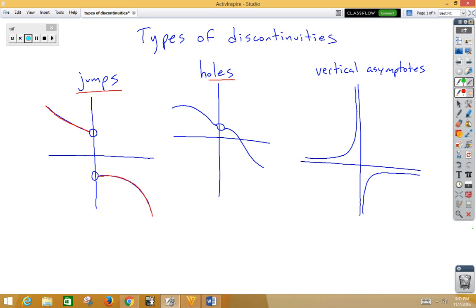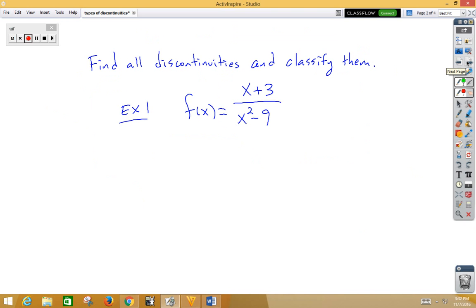Second category are holes in the graph, where you're cruising along and then you have an undefined point, otherwise known as a hole, and then we continue. And then there's vertical asymptotes, where you might have an imaginary line that the graph approaches but does not touch. So let's take a look at these types of discontinuities.